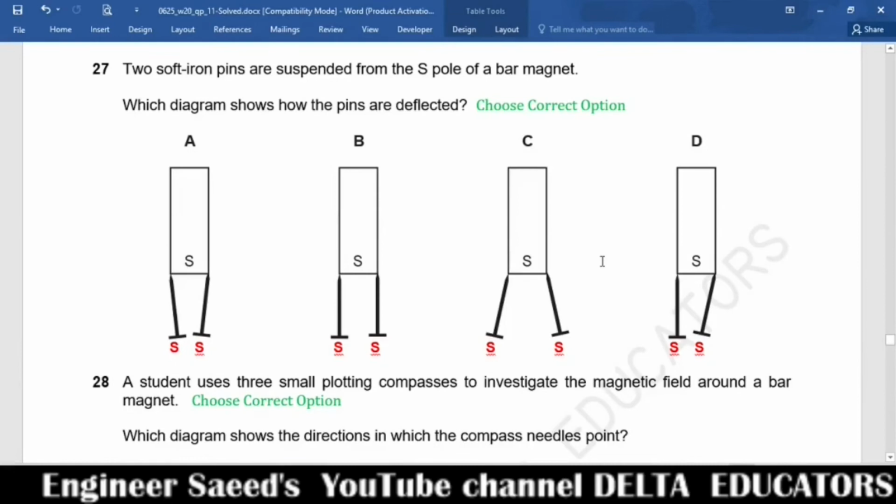Question number 27. Two soft iron pins are suspended from the south pole of a bar magnet. Which diagram shows how the pins are deflected? When we suspend these pins from the south pole of the magnet, a north pole will be developed on this end of the pins, and on the other end south poles will be developed. So in all the cases, on this end of the pin a north pole will be developed, and on the other end in all the cases a south pole will be developed.